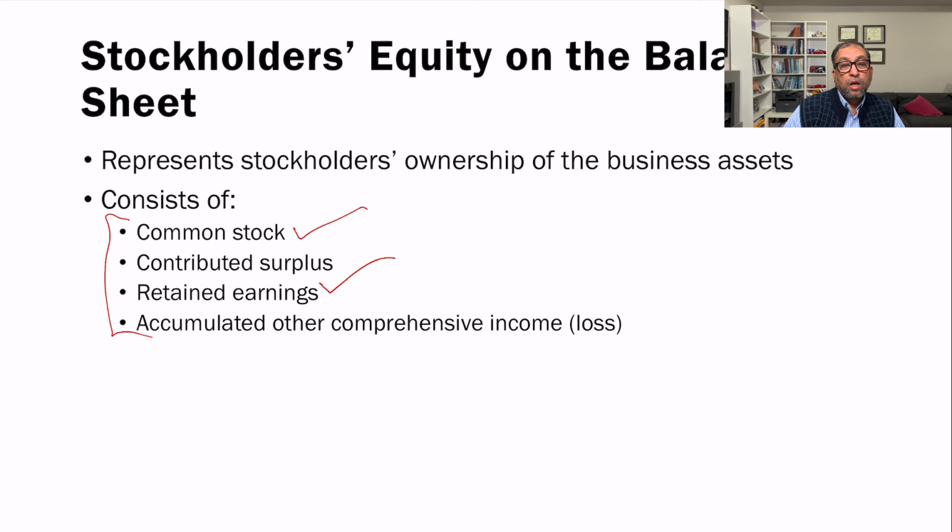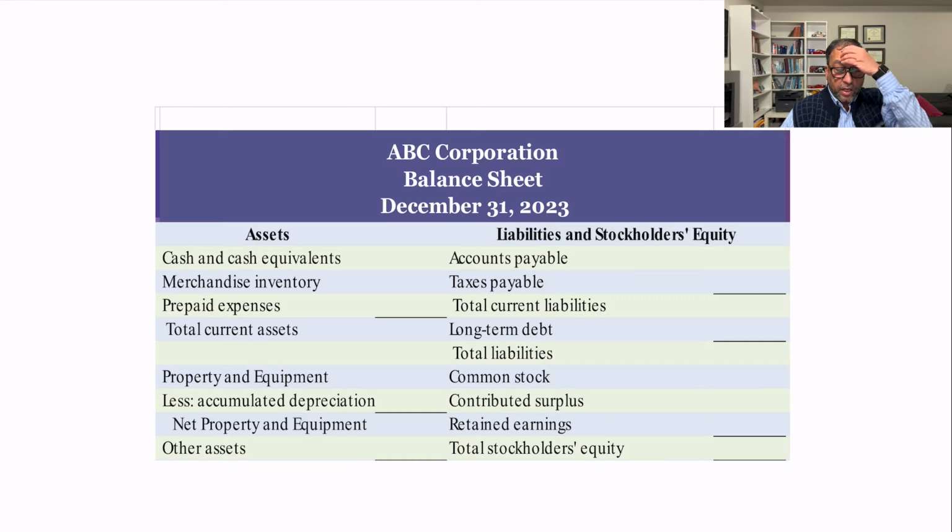Contributed surplus is additional money the stockholders invested in the business, but they have not purchased it like common stock. And accumulated other comprehensive income: if there is some other income, we will discuss in detail the accumulated other comprehensive income for businesses.